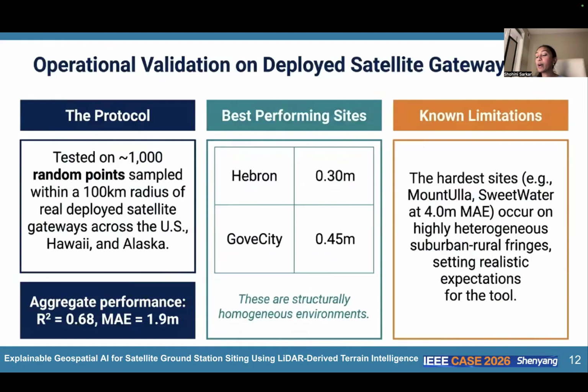We also tested the model around deployed satellite gateway sites. The protocol sampled around 1,000 random points within a 100-kilometer radius of real gateway locations across the US, Hawaii, and Alaska. In this setting, the model achieved an aggregate R-squared of 0.68 and a mean absolute error of 1.9 meters. Certain sites performed especially well, like Hebron with an MAE of 0.3 meters and Grove City with an MAE of 0.45 meters. Some harder sites were places where the local environment was more mixed and heterogeneous. These areas had higher error, closer to around 4 meters.